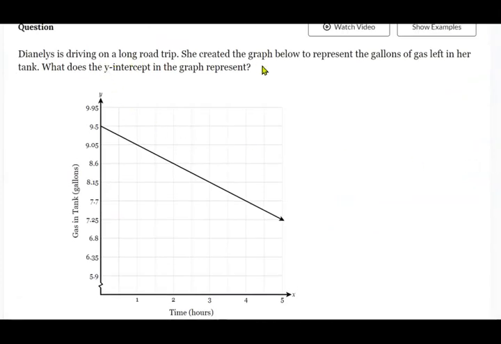Dianellis is driving on a long road trip. She created the graph below to represent the gallons of gas left in her tank, right? So the more you drive, the less gas you have. What does the y-intercept of the graph represent? So it looks like the y-intercept is 9.5, and that is her initial value. And the initial value is gas in tank. So she has 9.5 gallons when she starts her road trip.